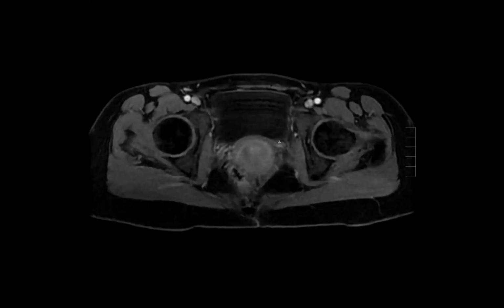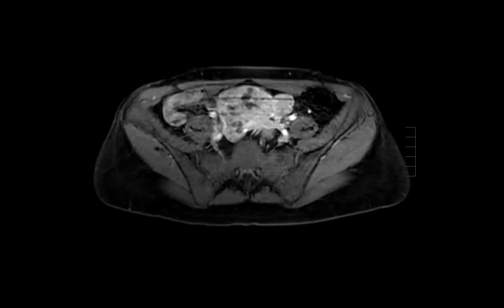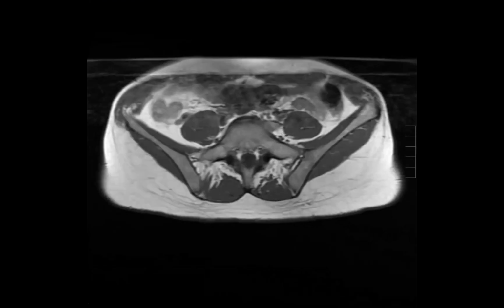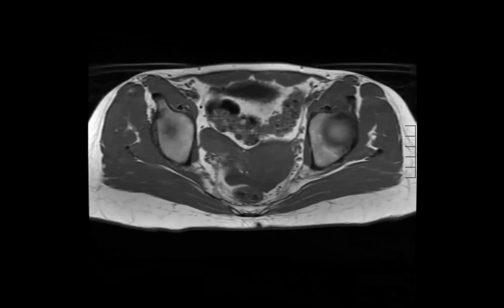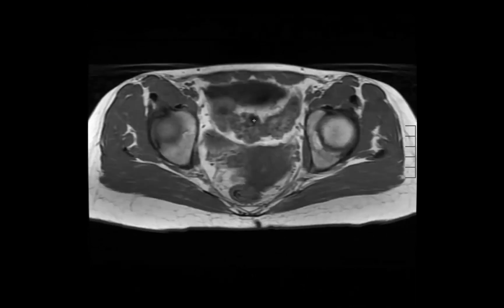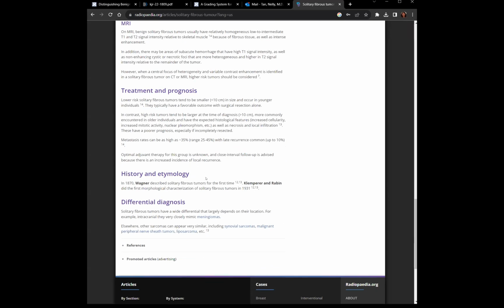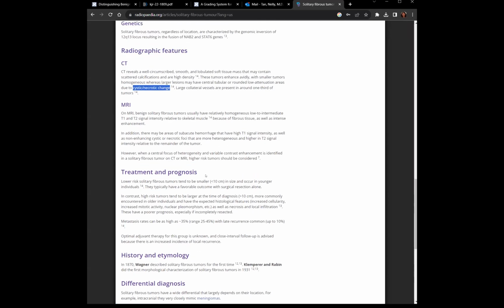Here it looks like this is the post. Where's the pre? We don't have all the sequences here. This is a pre, but it's not really a T1. Sorry, they didn't get fat-sat pre T1s, which is weird. Anyways, the solitary fibrous tumor, like I said, is solid, but it can have a cystic look to it, and they can happen everywhere and anywhere.